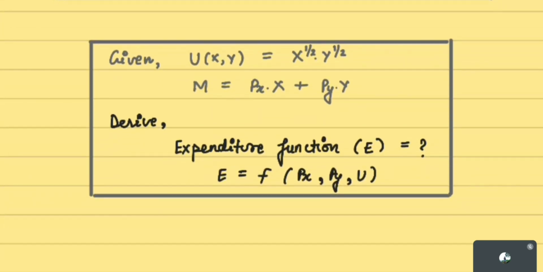So you have been given this utility function. This is a Cobb-Douglas type utility function. This is the utility function, and this is the budget function. Now you have to use both these equations to derive the expenditure function or the Hicksian demand functions. There are two steps involved in it. First, we have to derive the Hicksian demand function, and using that Hicksian demand function, we are going to derive the expenditure function. Okay, so let's start.